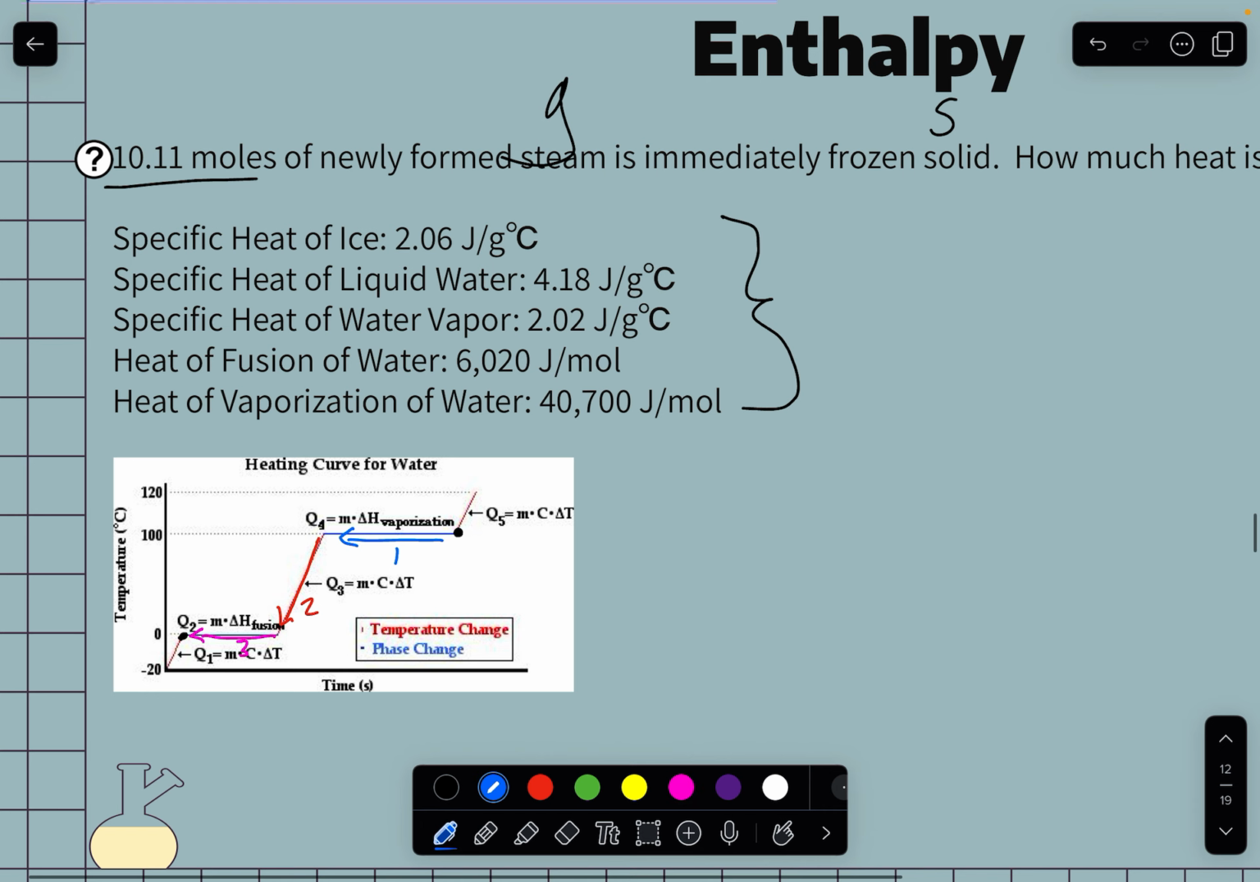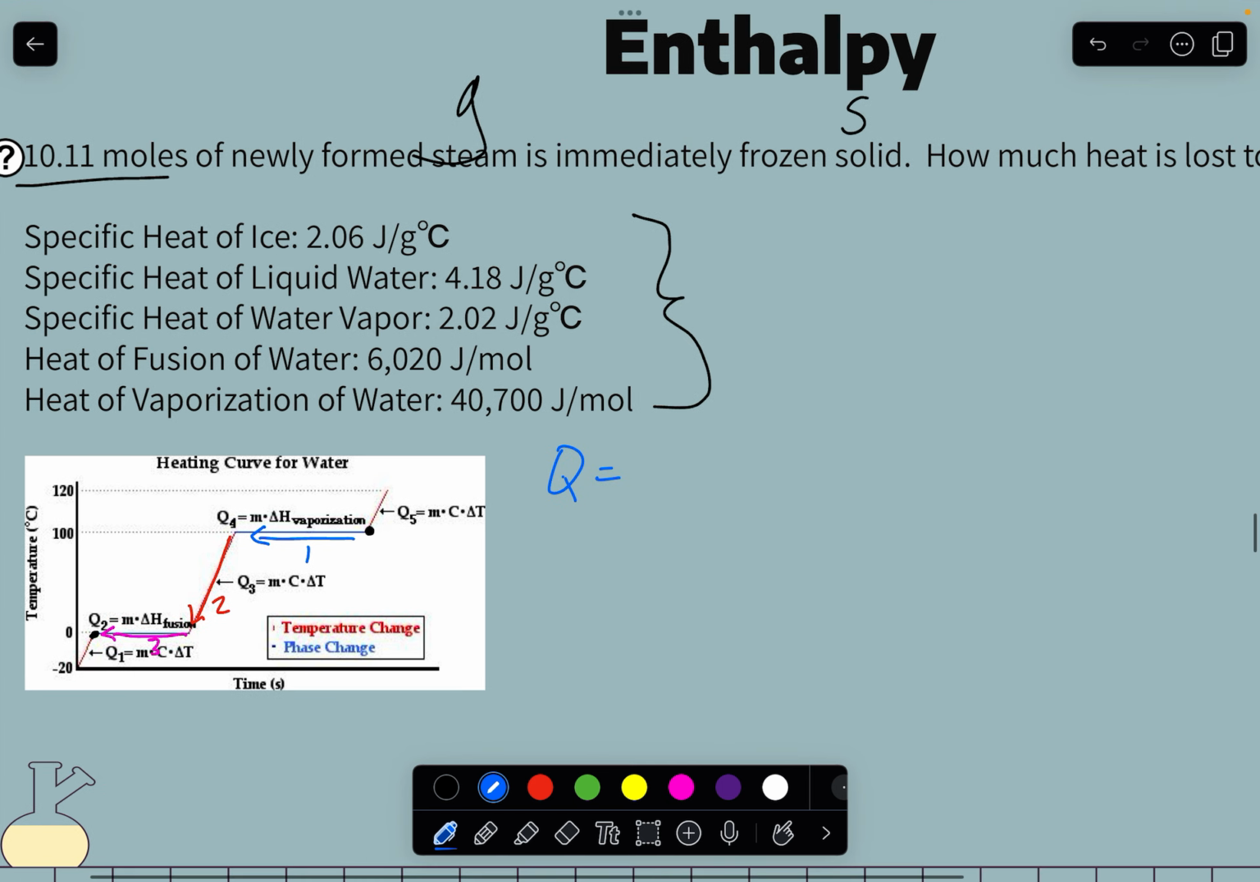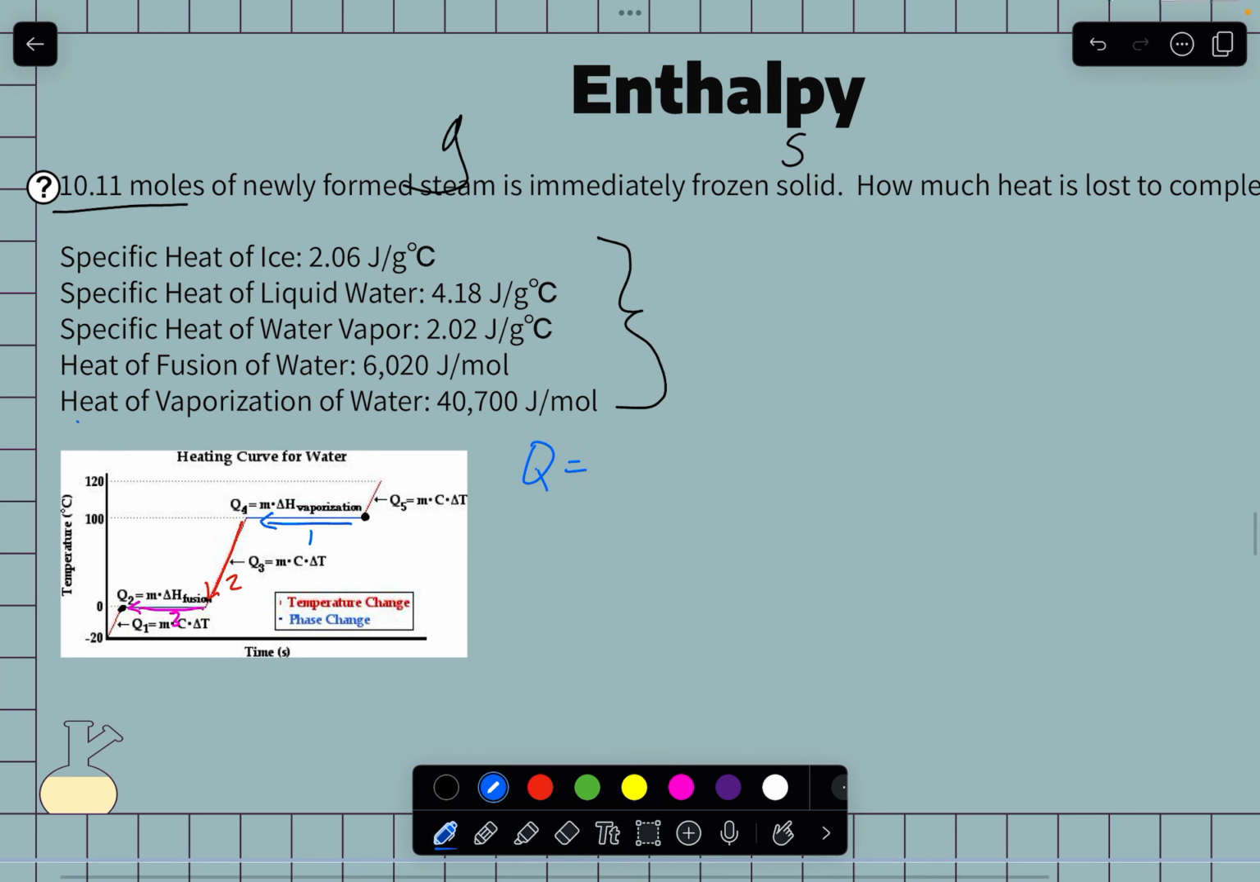So our first step, we are going to do Q equals M delta H of vaporization. Our delta H of vaporization has units of moles, which matches with what you have, so that's good. So our M is our moles, 10.11, times our delta H, which is 40,700.